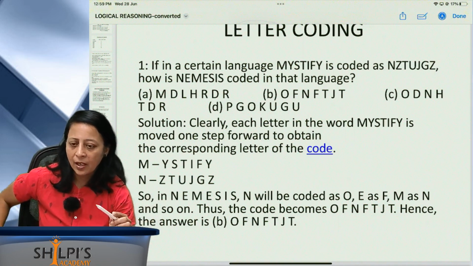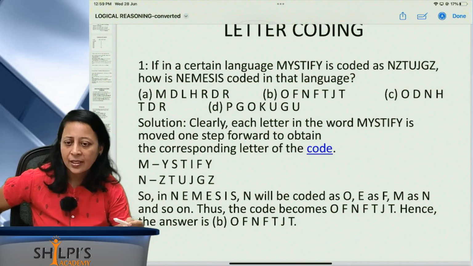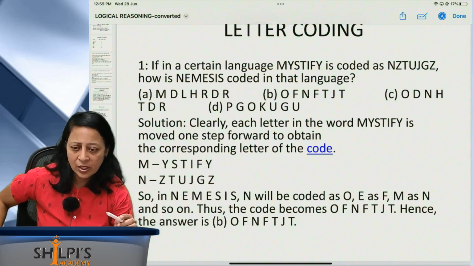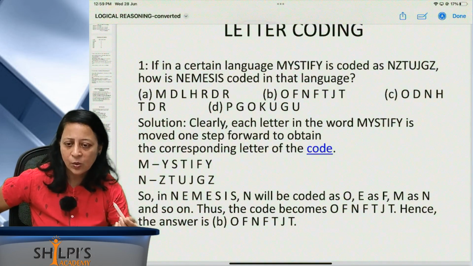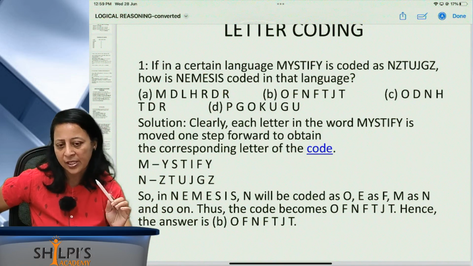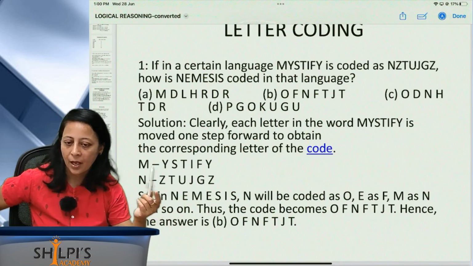So see which option is perfect for this. It is B, where after N is O, after E is F, after M is N, after E is F, after S is T, after I is J, and after S is T. So it is just one alphabet ahead.